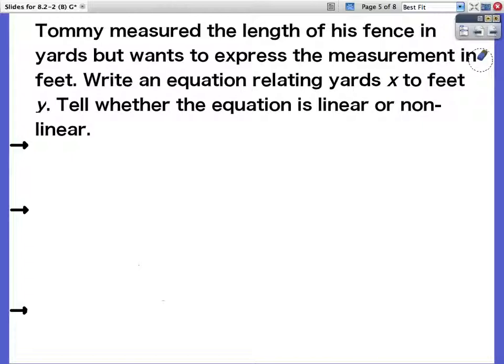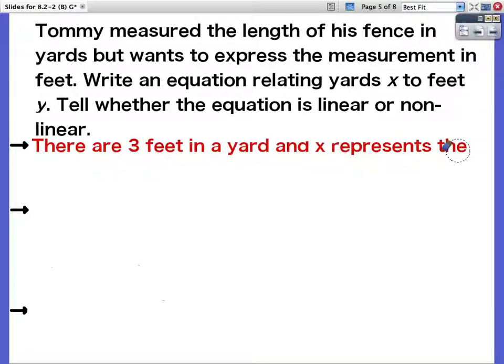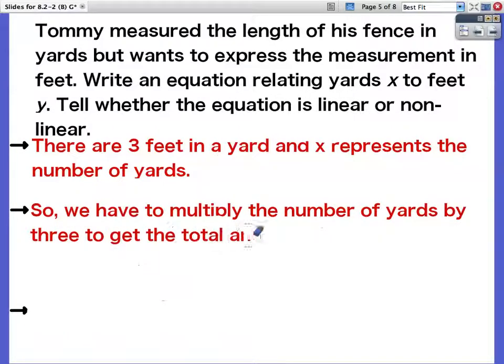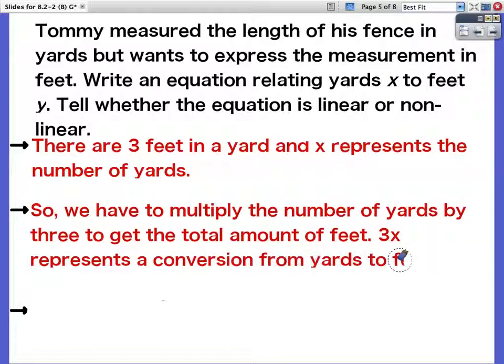Once again, it helps us out by telling us what we should use in terms of yards and what variable we should use to express feet. Y for feet, x for yards. And there are 3 feet in a yard, and x represents the number of yards. So that's going to get us to multiply the number of yards by 3 to get the total amount of feet. 3x is how we would express this, because it represents a conversion from yards to feet.